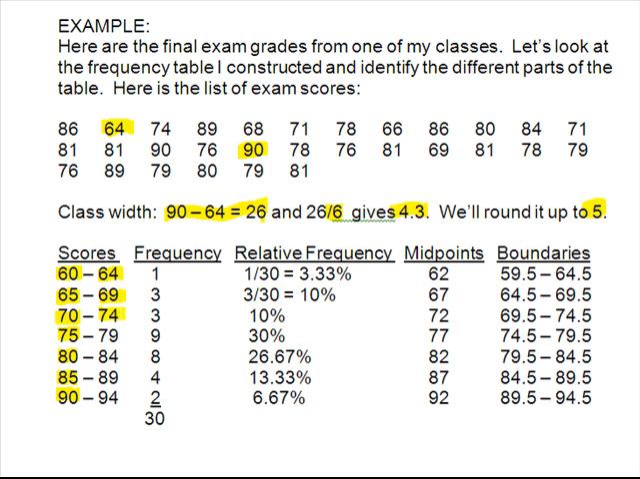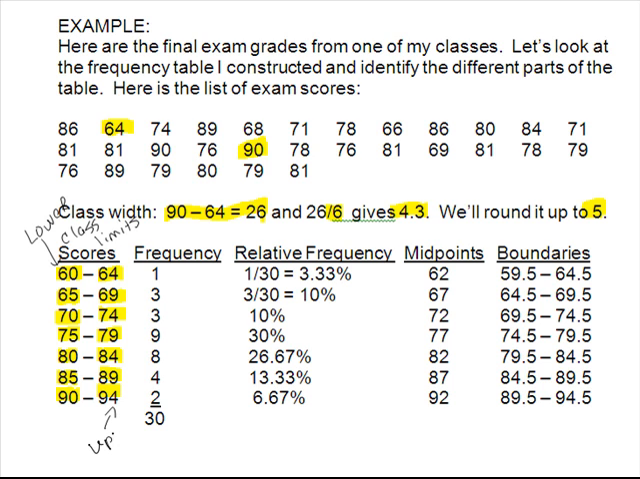So these are the lower class limits, and these here are the upper class limits.